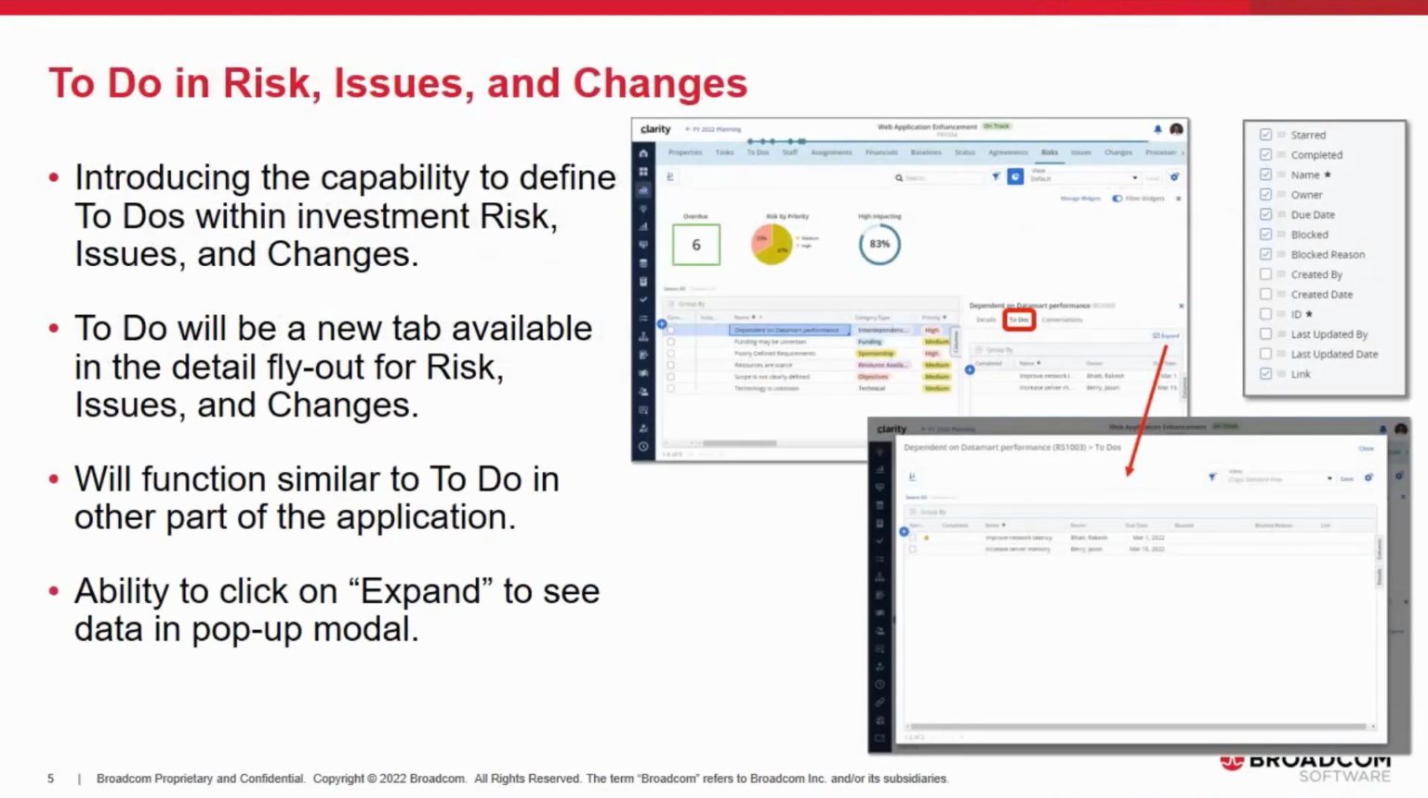So first, let's begin with the to-dos and the risk issues and changes. Starting 16.0.2, customers will now see the ability to create to-dos within the investments risk issues and changes. They will be able to create the to-dos in the new tab that is available in the detailed flyout of risk issues and changes. The end user will be able to create the to-dos very similar to how they do that in the other parts of the application, and by clicking on the expand in the detail flyout, the pop-up modal will show all the to-dos in the full grid layout.